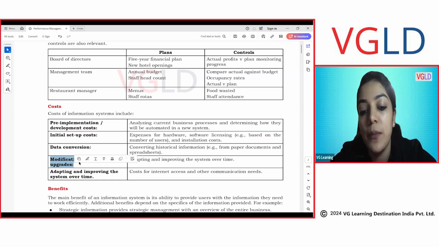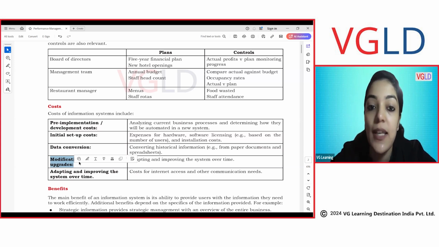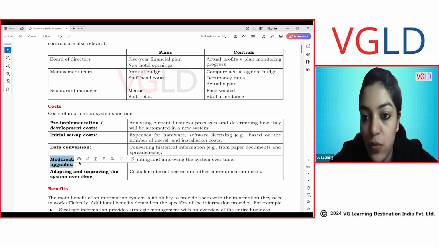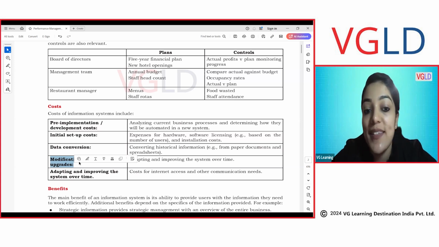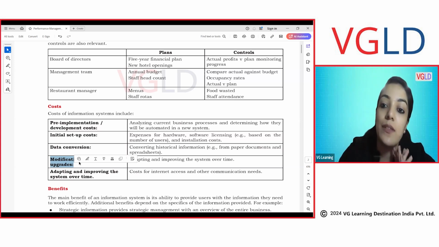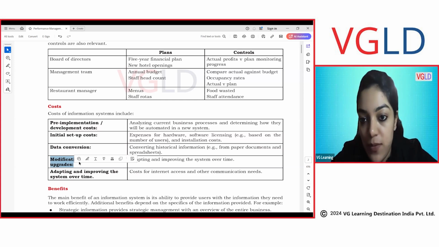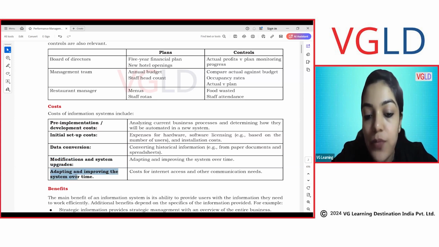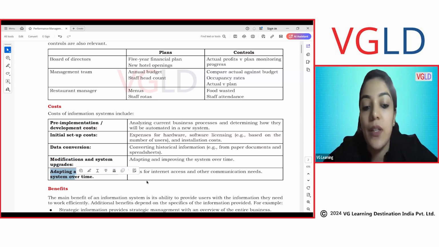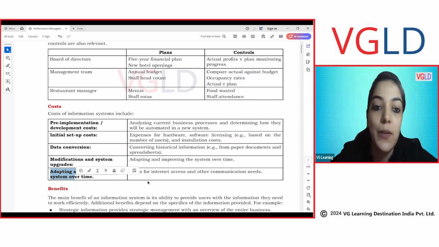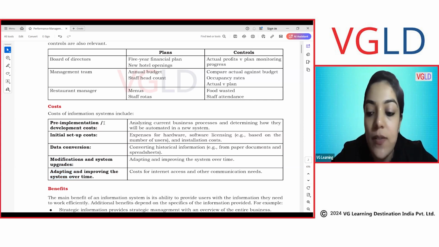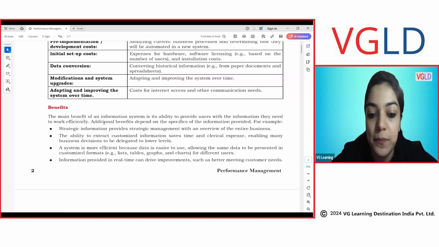And then, of course, you improve the system over time, for internet access and other communication needs. So as the systems and the software develop, of course, you must be realizing how much technology has changed over time. So a company which had set up an information system maybe in 2005 cannot use the same information system today. They would have upgraded their system. So you have to adapt and improve the system over time, maybe to adapt to the new type of technology. Okay, so these are the costs of information system.